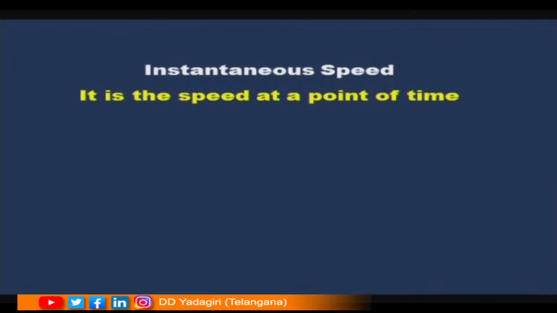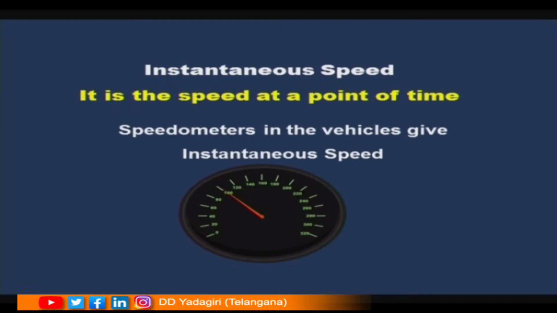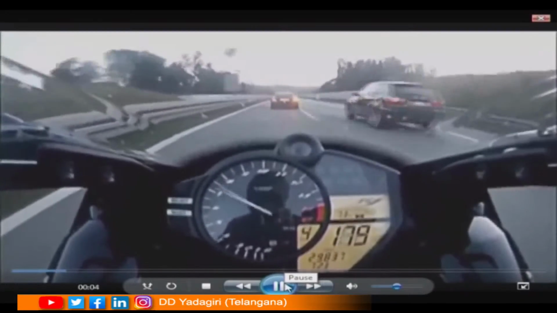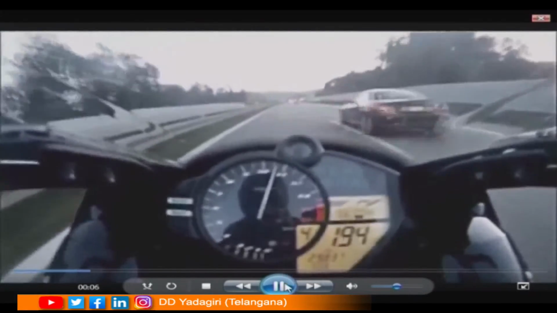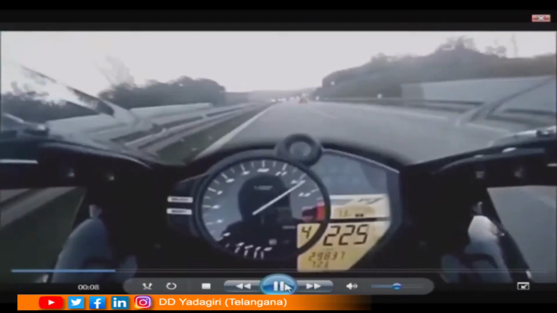We have instantaneous speed, which is the speed at a particular point of time. Instantaneous speed is the speed at a point of time. The speedometers in the vehicles give the instantaneous speed. Observe this video where a person is driving a motorcycle, but it is suggested not to drive at such high speeds. Here is a motorcycle and you can look at the speed seen in the speedometer.